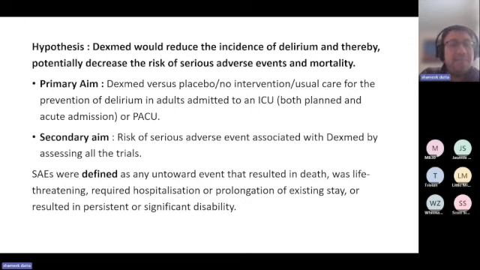And the secondary aim was to find out the risks of serious adverse events associated with Dexmed infusion. So they defined serious adverse events as any untoward event that resulted in death, any life-threatening event that required hospitalization or prolongation of the existing stay, or that resulted in any significant disability.